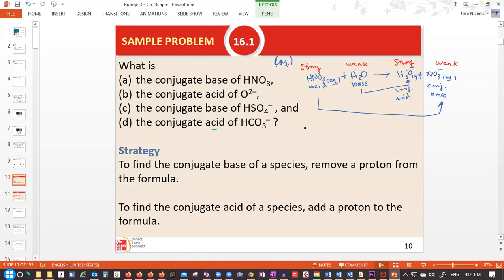So we have HCO3 minus ion. Again, remember, it has to be aqueous, so you need to write that down. Reacting with something here to form a conjugate acid and a conjugate base.